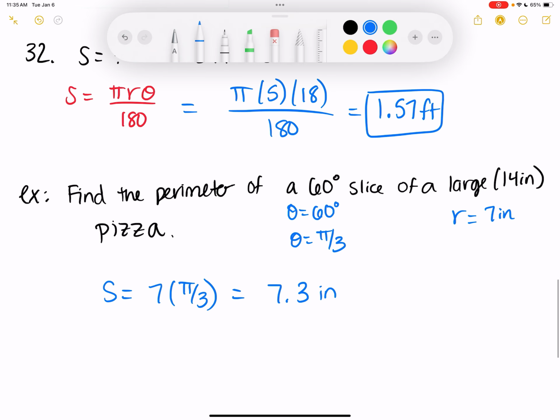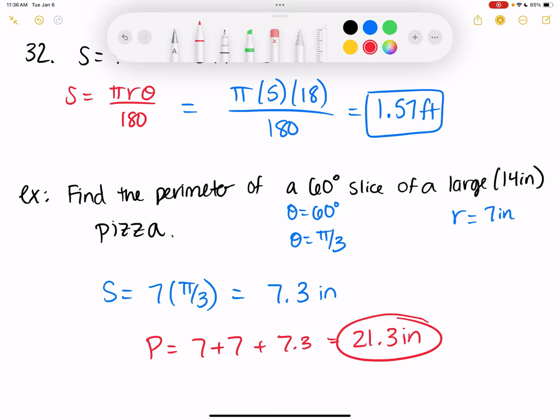So 7.3 inches is the crust of my pizza. Now, I want the perimeter of the whole slice. So each side of the slice should be 7 inches. So 7 plus 7 plus 7.3. 21.3 inches is the perimeter of my whole slice of pizza.